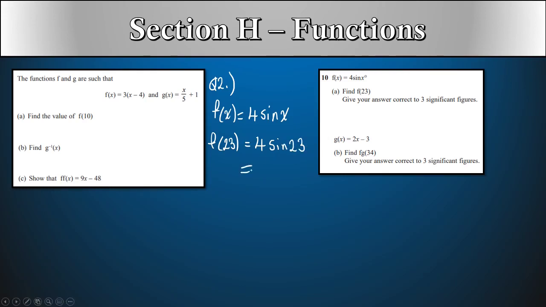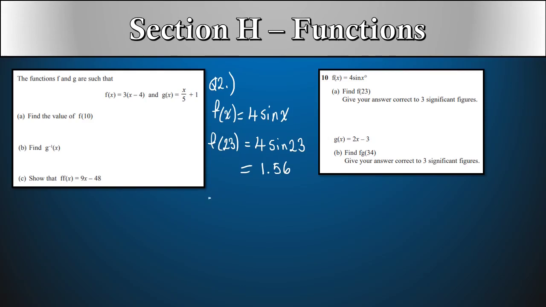So all you need to do now is literally plug this into your calculator. You wouldn't be expected to do this by hand. Obviously, we're asking for it to 3 significant figures, so make sure you round it appropriately. If you put this in your calculator, what you should get here is 1.56. Okay, so that's for f of 23.